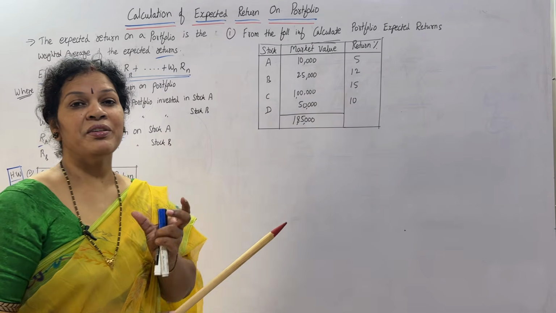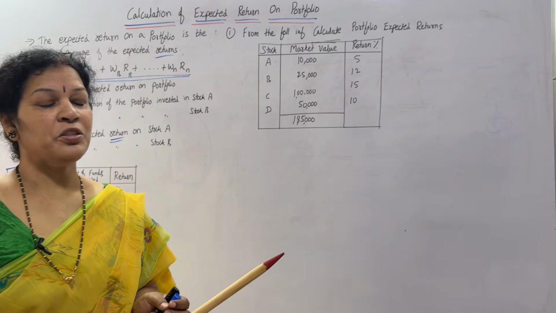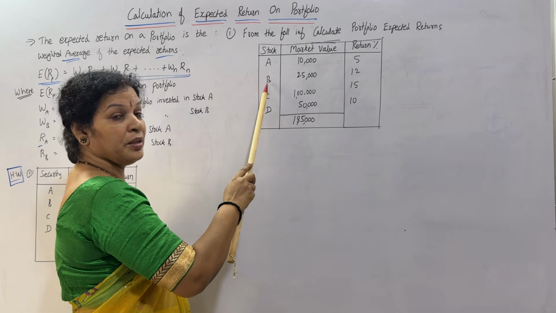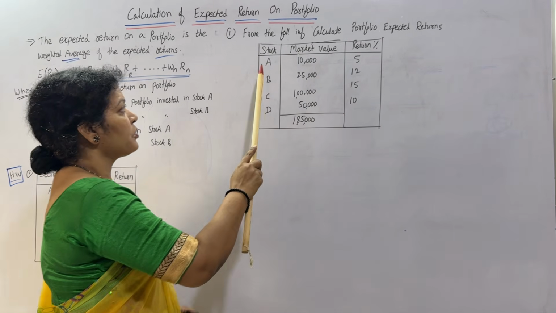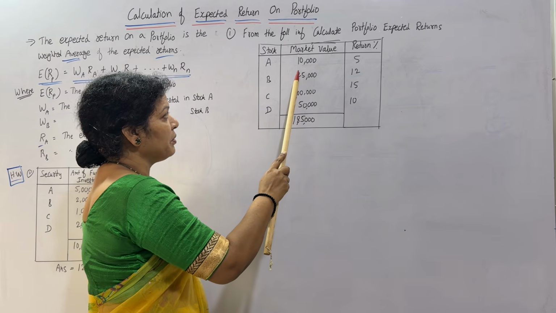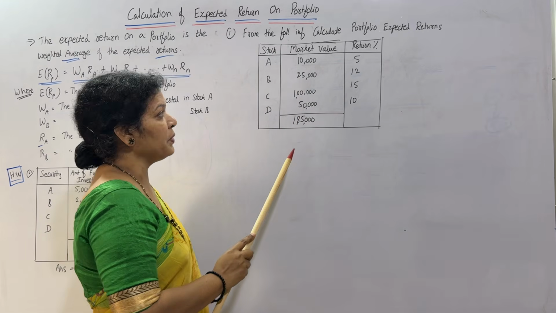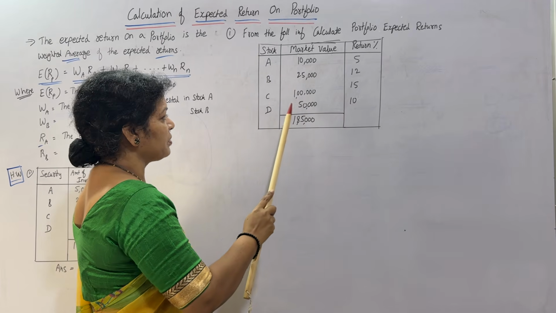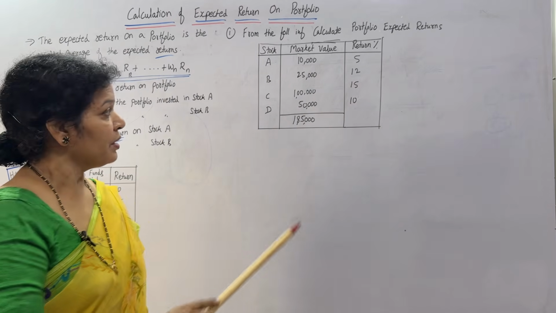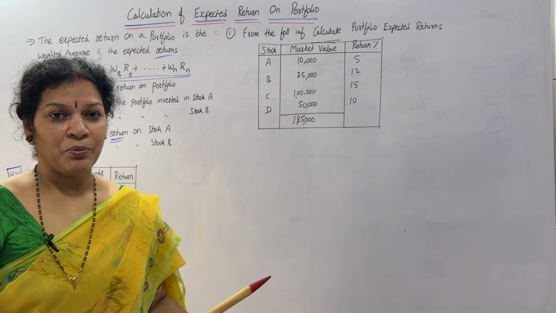We have invested in various stocks. How many stocks are there? Stock A, B, C, D: four stocks. Stock A's present market value is 10,000 rupees. Stock B 25,000 rupees. Stock C 1 lakh rupees. Stock D 50,000 rupees. This is the market value at present.